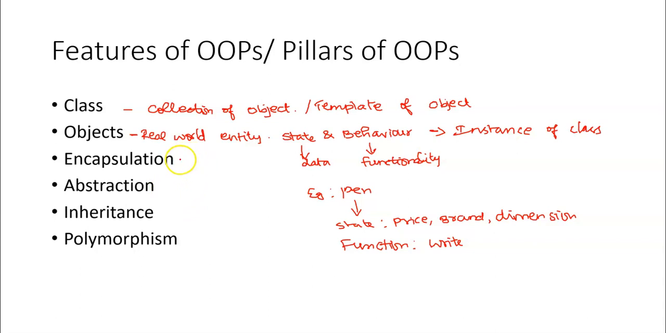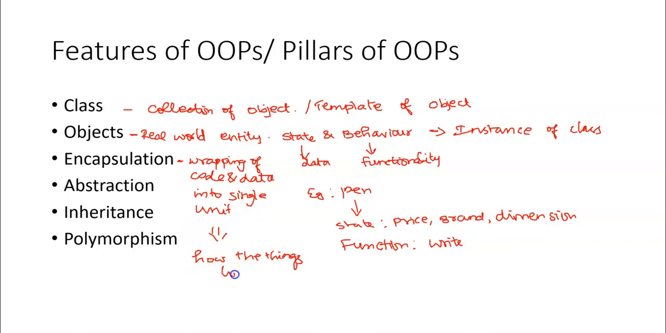Then comes encapsulation. Encapsulation means wrapping of the code and the data into a single unit, which focuses on how things should be done. For example, we can take a capsule. The different types of medicines combined into a capsule is known as encapsulation, right?